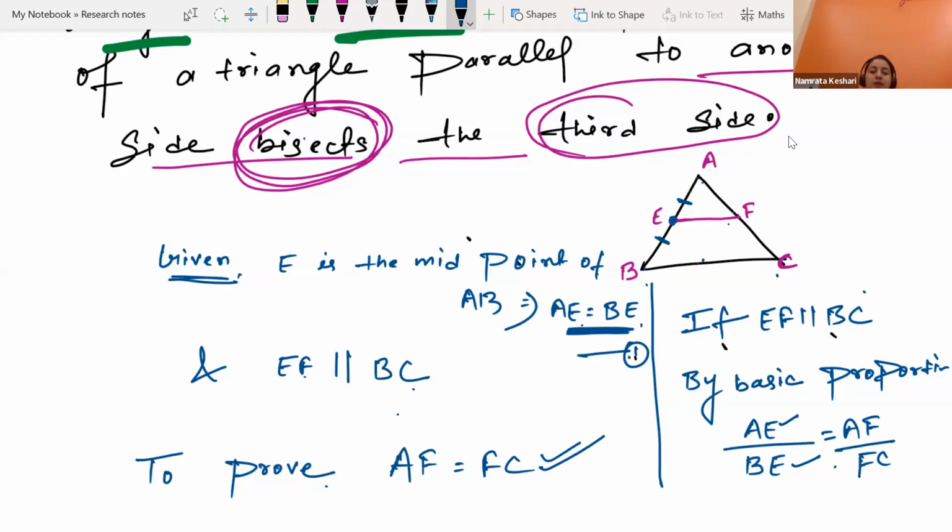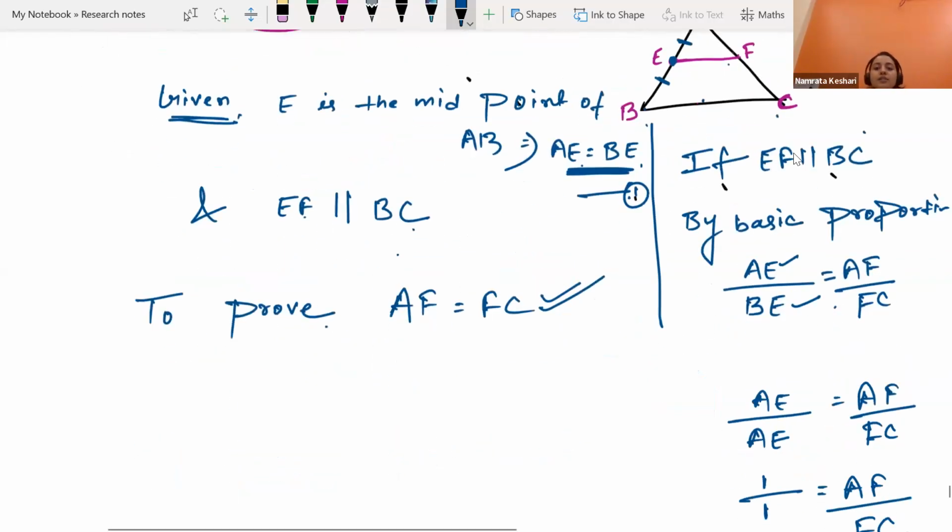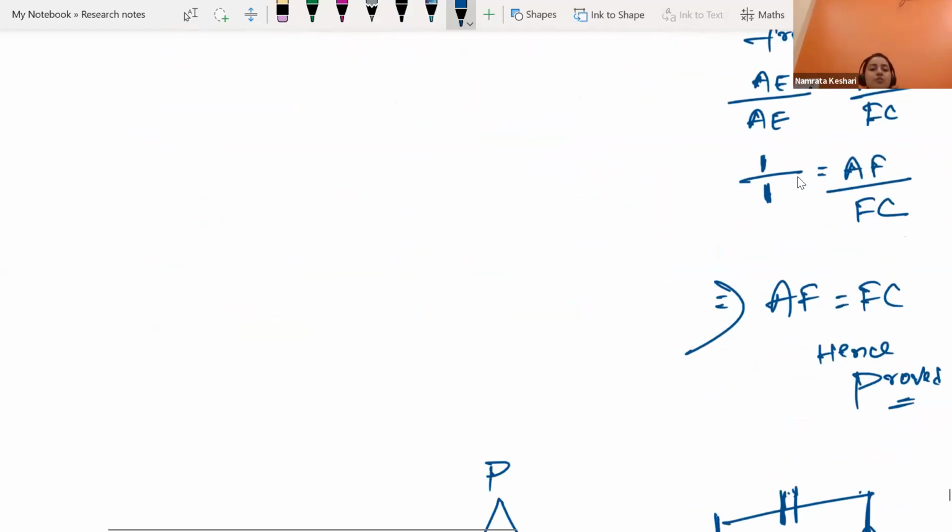Yes. Now here we are saying that AE and BE are the same. In this ratio, on the left side AE by BE is there, but AE and BE are both the same according to our equation number 1. So we are using that condition and writing AE by AE, and it becomes just 1 by 1. From there we are getting AF equals FC. It's that simple. Everyone is getting it. This is the midpoint theorem you have learned in the previous class.